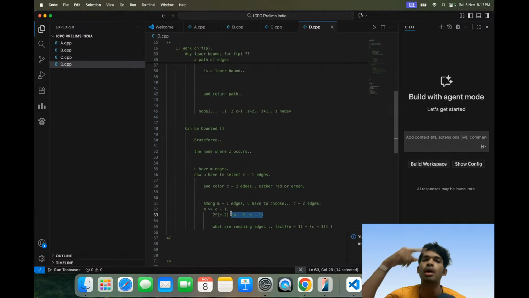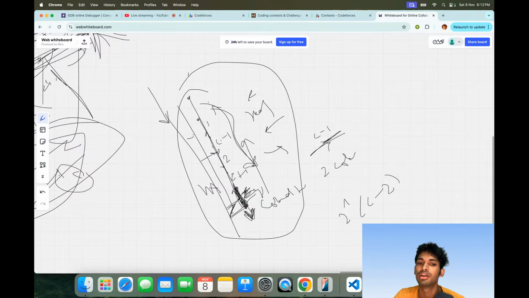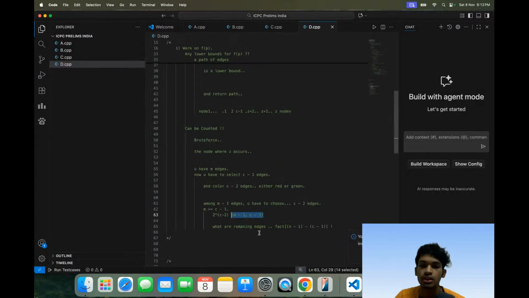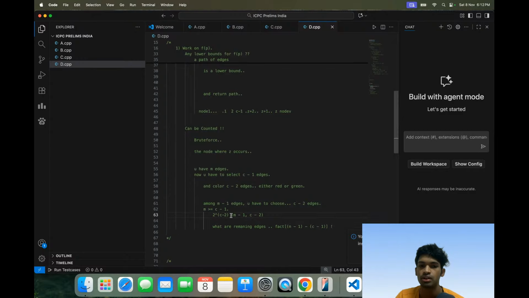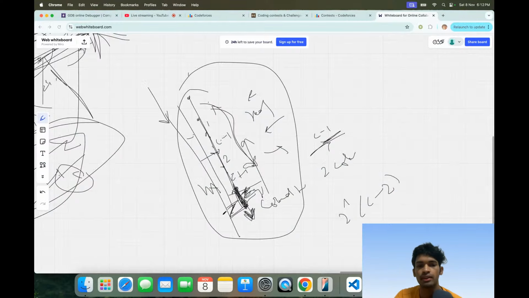Okay, you're choosing among these m minus 1 edges, these total are m. If you remove this one, you have to choose c minus 2 things among them, because this one is already chosen. So you're first choosing c minus 2 edges, and then you're coloring them as red or green. This edge is already chosen. You're choosing because there are more edges. You can choose any of them.